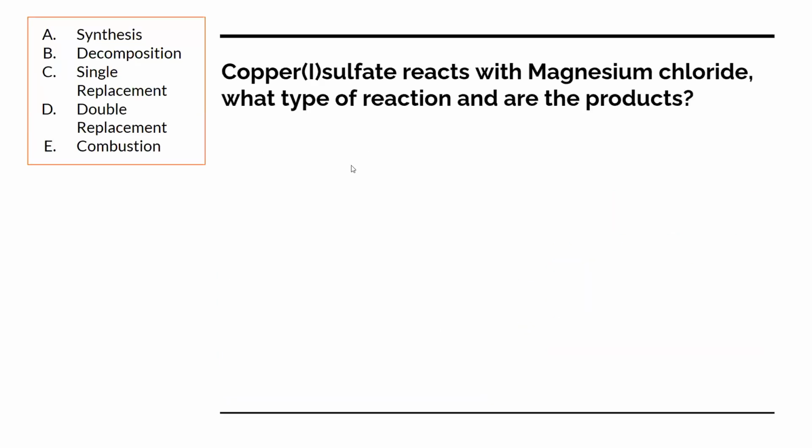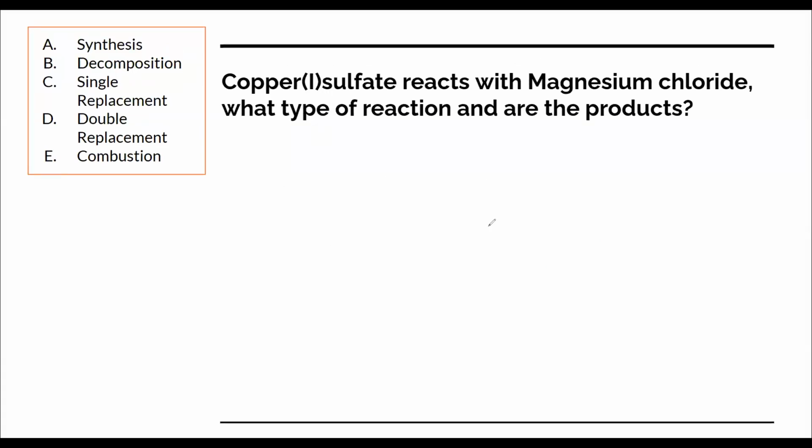All right, copper 1 sulfate reacts with magnesium chloride. What type of reaction and what are the products? Same as always, you can pause the video and then try it on your own. You may want to go as far as balancing the whole thing because that gives you practice. I'm not balancing anything today. So when you see things at the end, they are not balanced.